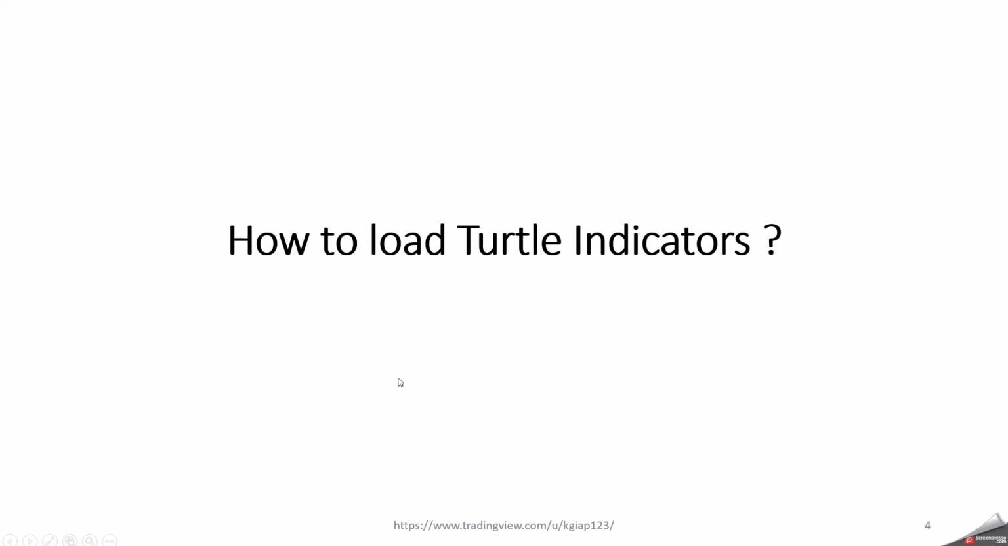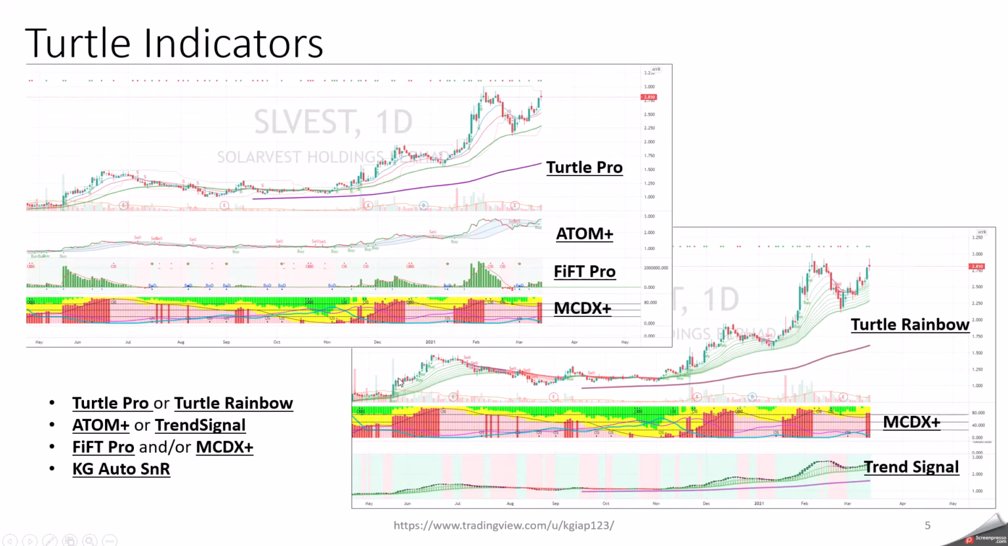Okay, so next is you can have a different combination of indicators. Once you subscribe, you'll get 7 indicators, which are Turtle Pro, Turtle Rainbow, Atom Plus, and Trend Signal. You can have a Fifth Pro and or MCDX Plus. And one of our indicators called KG Auto SNR is to help you draw support and resistance. So for example, over here, this is one of the templates that I use.